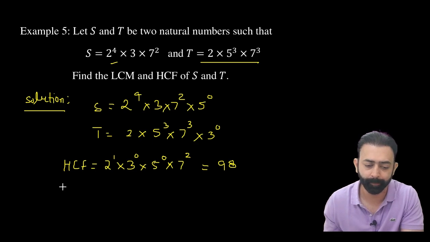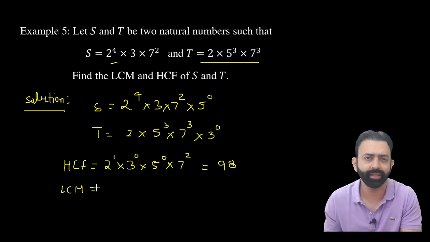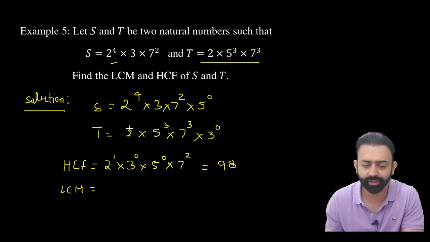What about LCM? For LCM, we will take the highest exponent. So this time instead of 2 raised to power 1, we will take 2 raised to power 4. Then instead of 3 raised to power 0, we will take 3 raised to power 1. Again 5 raised to power 1, and this time we will take 7 cube.